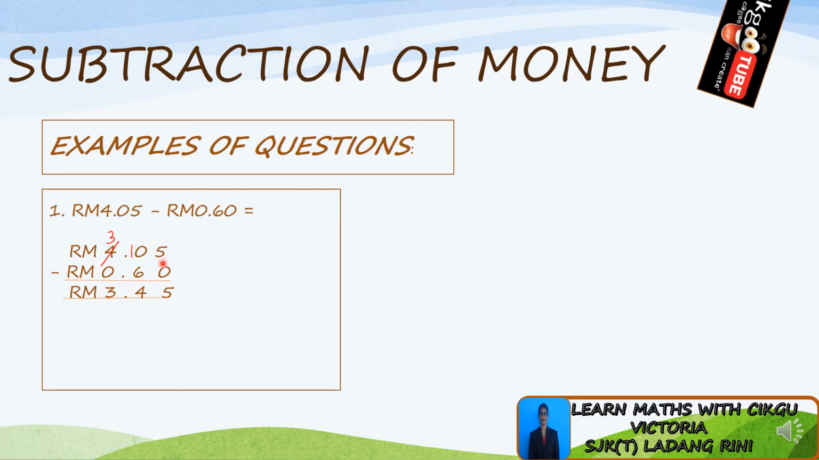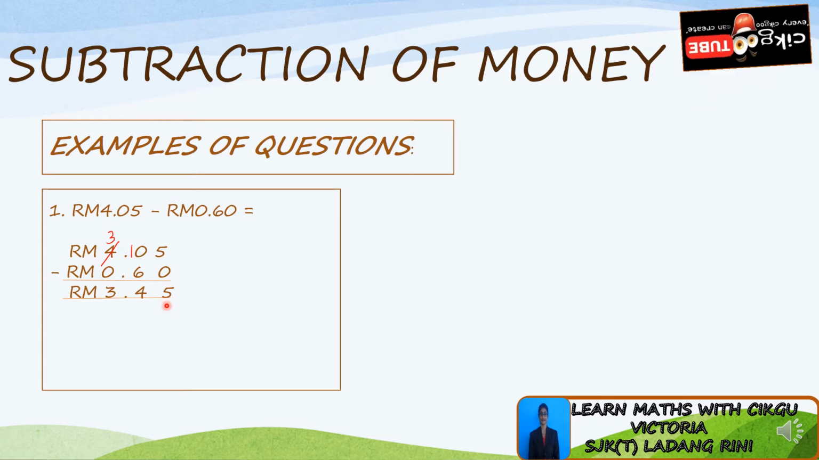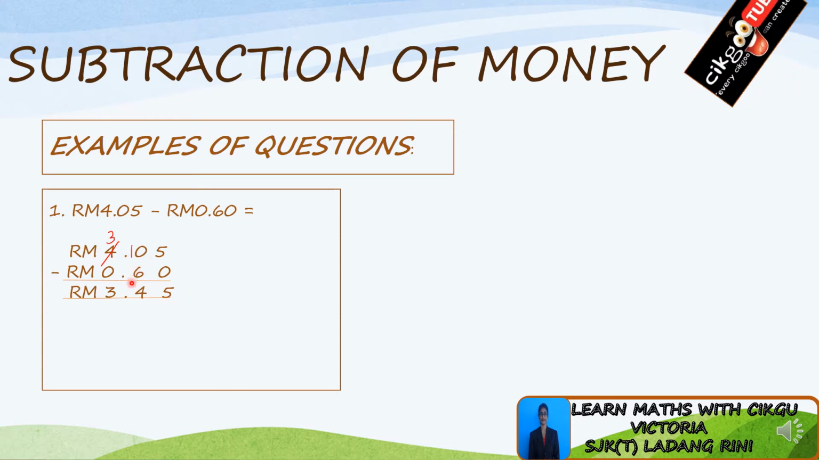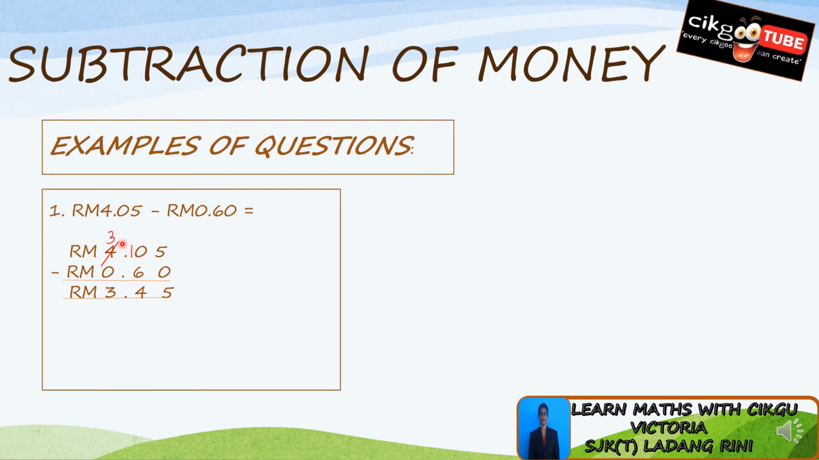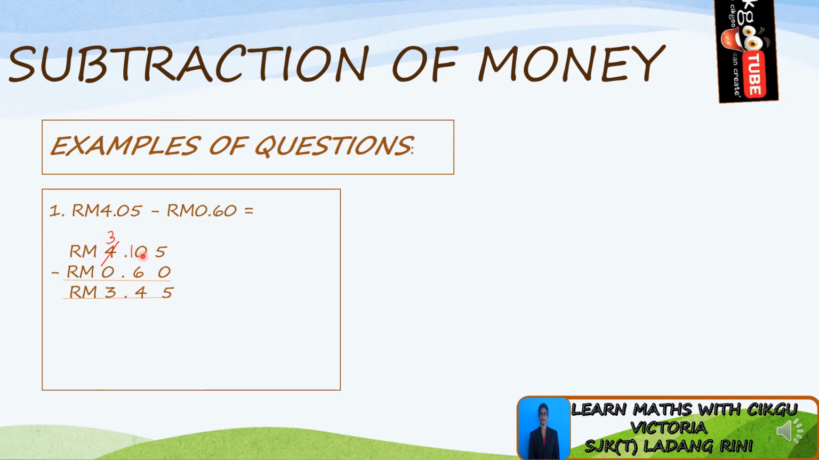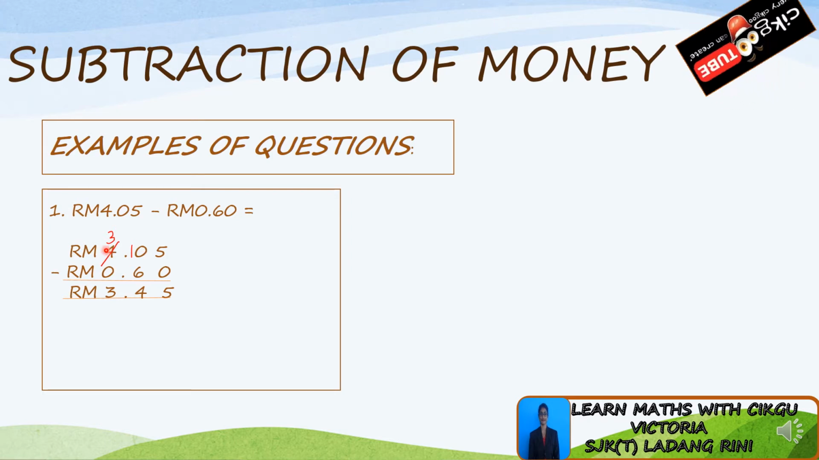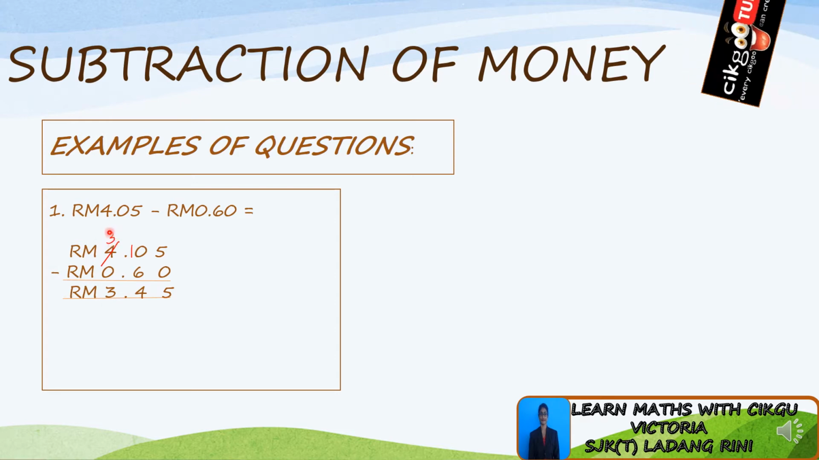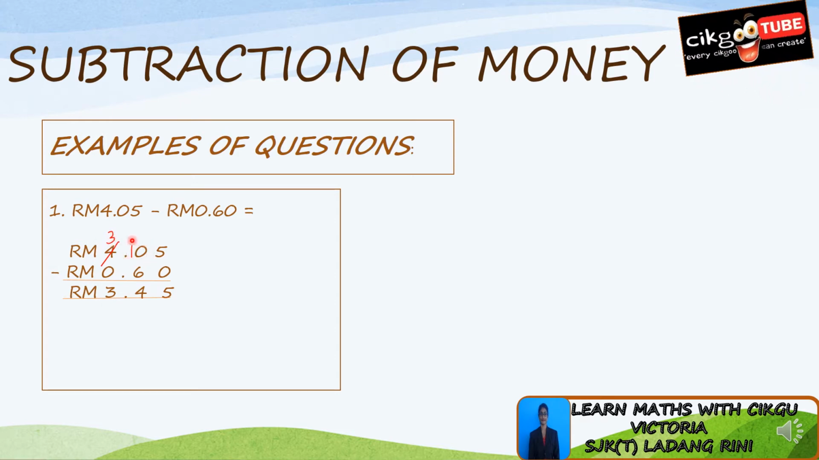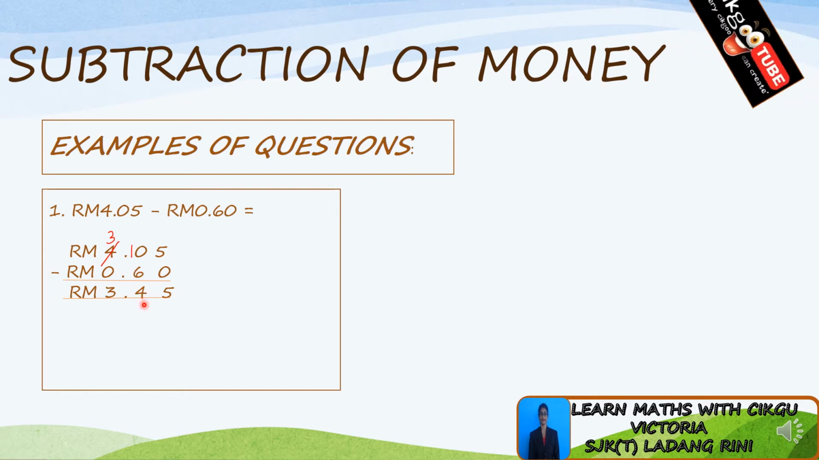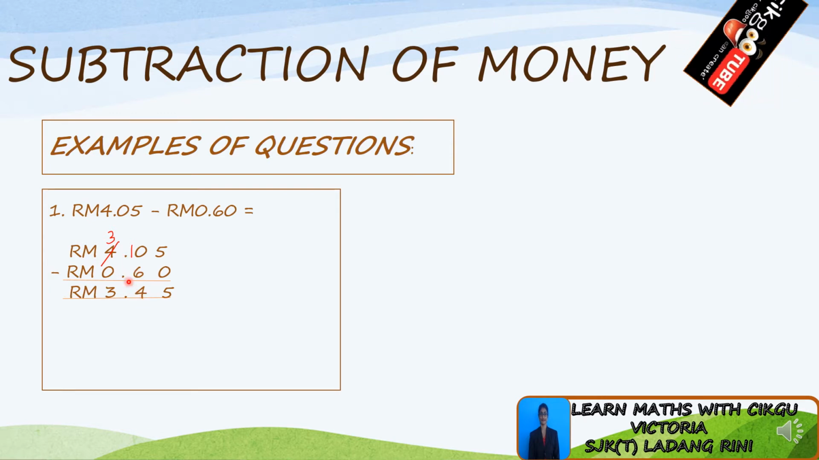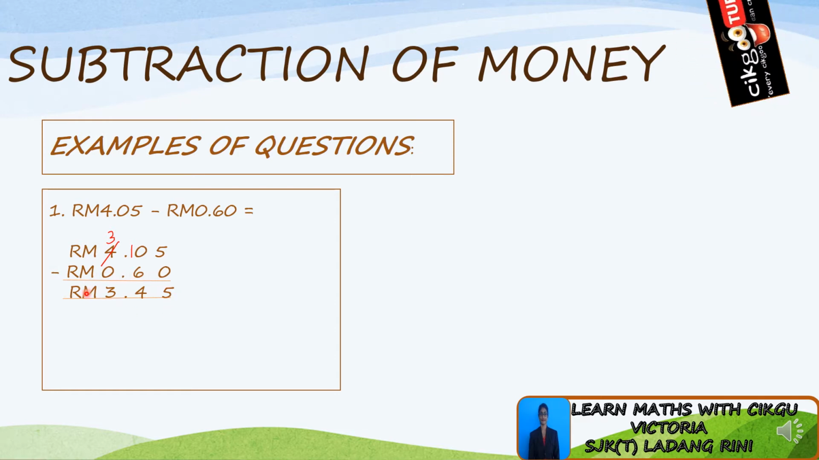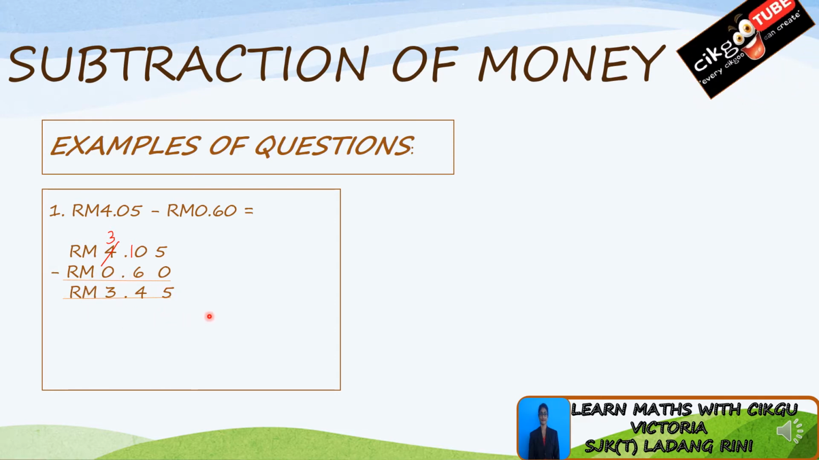This 5 minus 0, you will get 5. Now you got 0. You cannot minus 6 from this 0. So you need to borrow from the ringgit to the cent. So 4 ringgit borrow 1 to the cent and the remaining here is 3. Now this number becomes 10. 10 minus 6 is 4. 3 minus 0 is 3. So the answer is 3 ringgit and 45 cent.